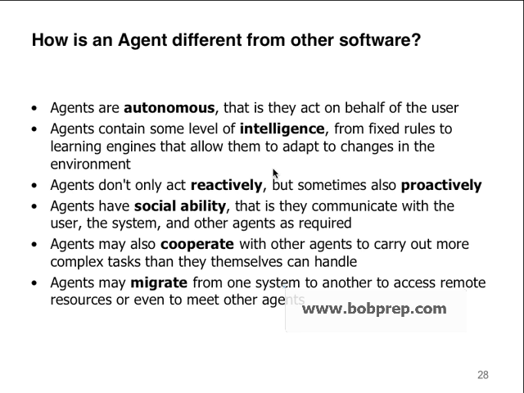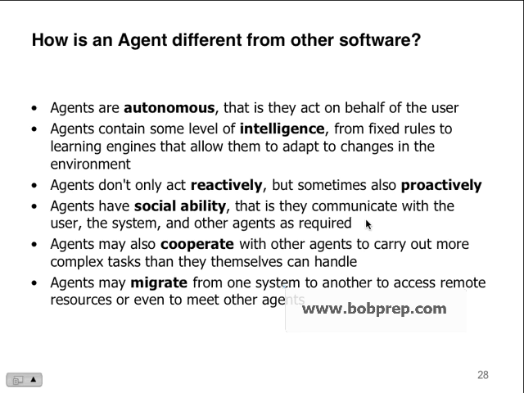If you see yellow, you're supposed to slow down, because you can still go through it, but you're supposed to know as an indication that, hey, it's going to be red any minute now. So you might want to think about it being red. So agents will act reactively or proactively. And they can also have social ability. So that is, they can communicate with the user, the system, and other agents as well.